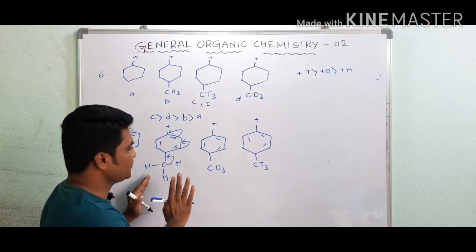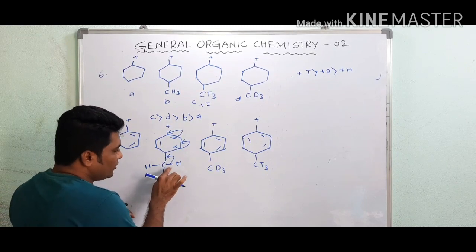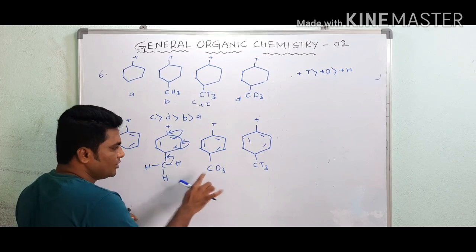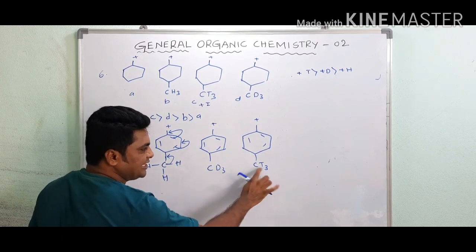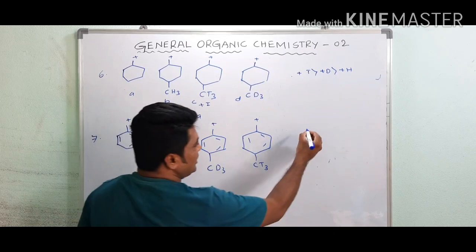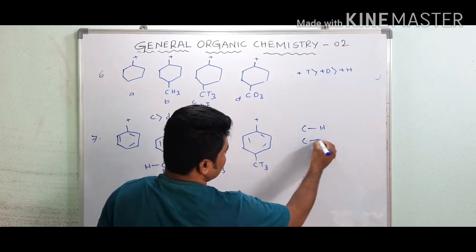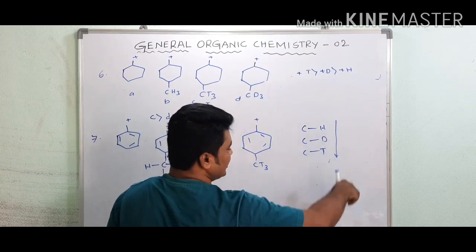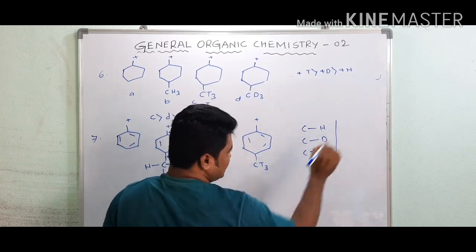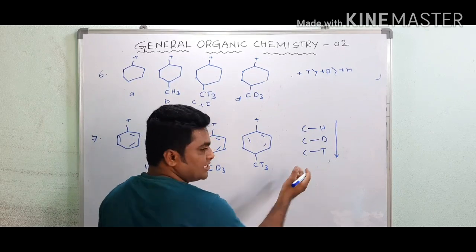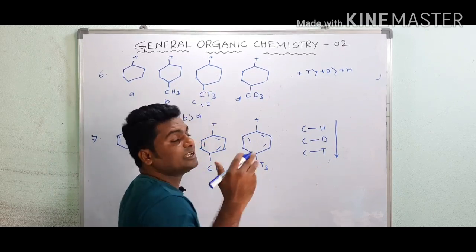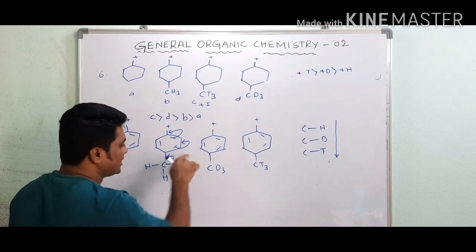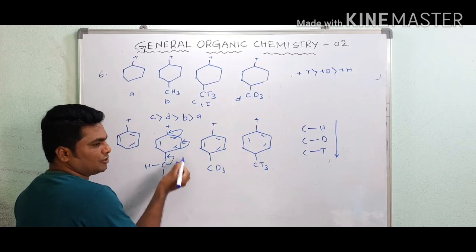Just remember this problem. And which bond will break here? The C and H. The CH bond is breaking. Here also CD bond is breaking. Here CT bond breaking. And already I explained the bond energy CH, CD and CT. In this direction, what happened? The bond energy is increases. So this CT bond is very strong. So which bond will easily break? CH bond easily break. It means easily undergoes hyperconjugation.